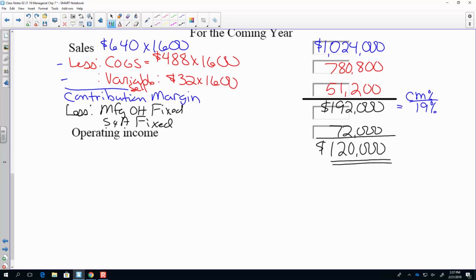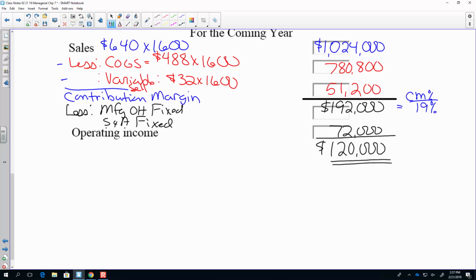So 192,000 divided by 1,024,000 is 19%. So for every dollar sold, this company is making 19 cents.